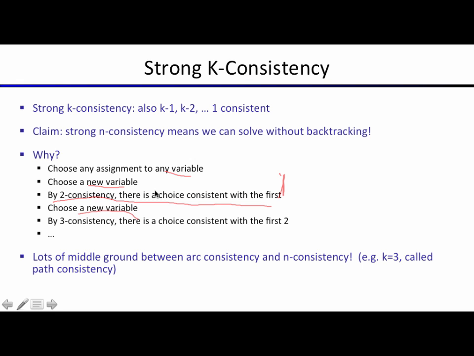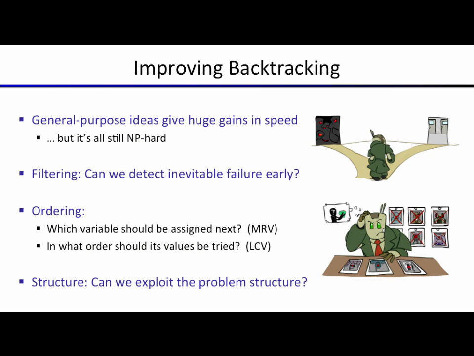Okay, so thing to point out here, there's lots of middle ground between 2 and n, and there's k equals 3. That example is called path consistency. And that is filtering. So filtering can really help because you check failures early. The next thing that we're going to touch upon is going to be ordering. But let's take a quick 2-minute break first.